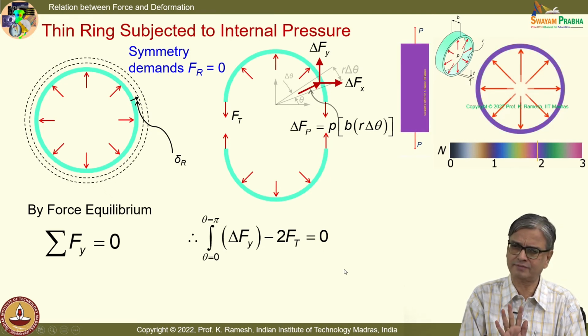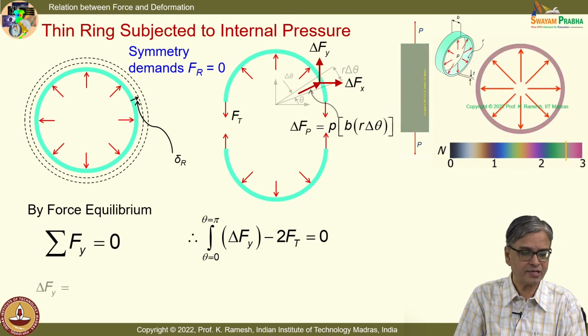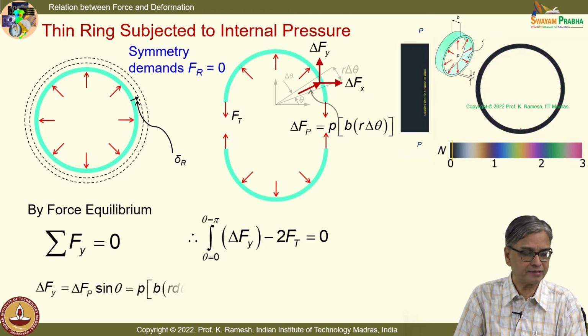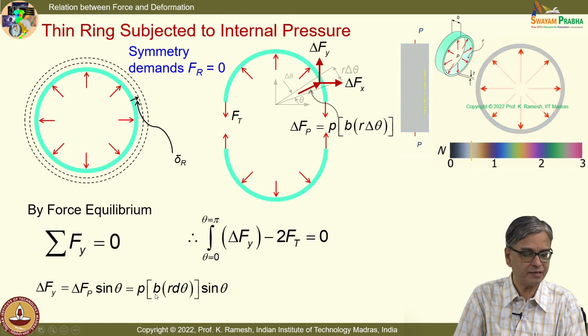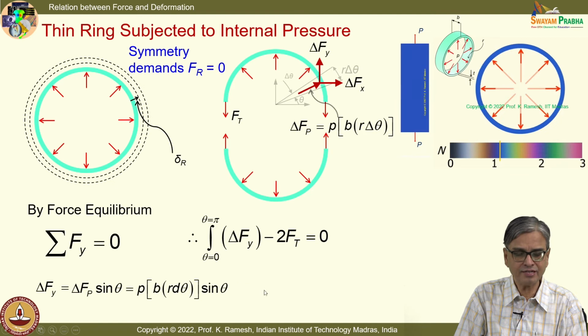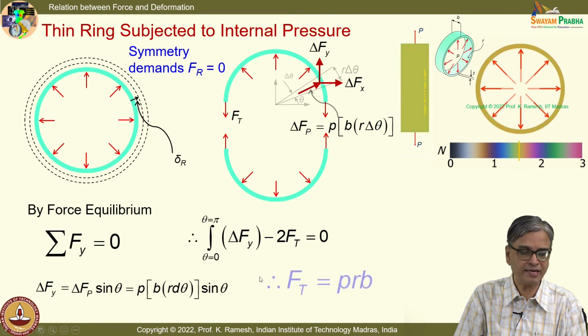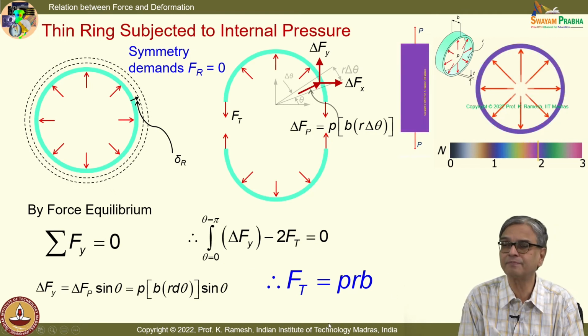This is very straightforward. We have taken a simple problem, and then you substitute what is delta Fy, and this is nothing but delta Fp sin theta. So, I get this as P multiplied by B into r d theta into sin theta, and you can easily do the integration. I get minus cos theta, and put the limits, I get the famous expression Ft equal to PRB.